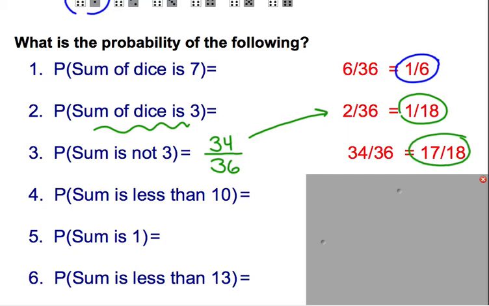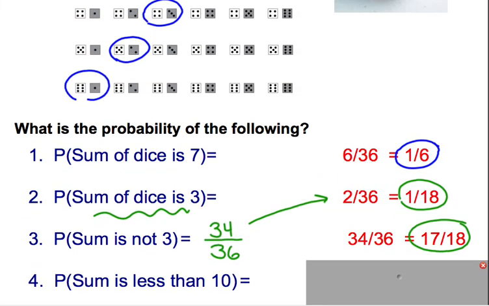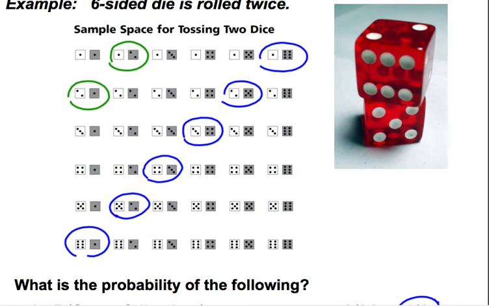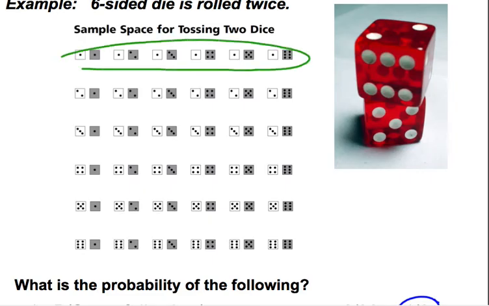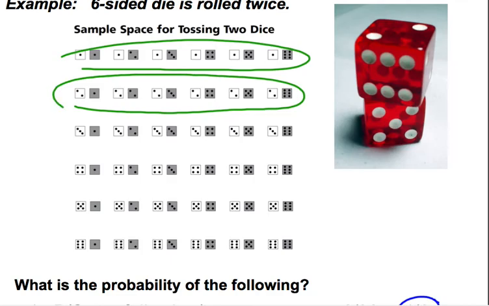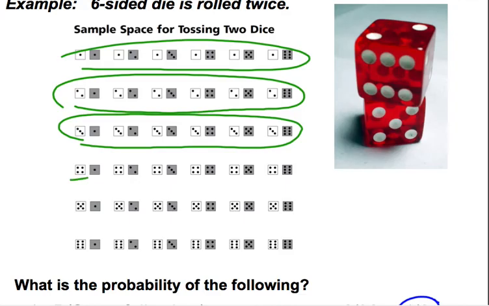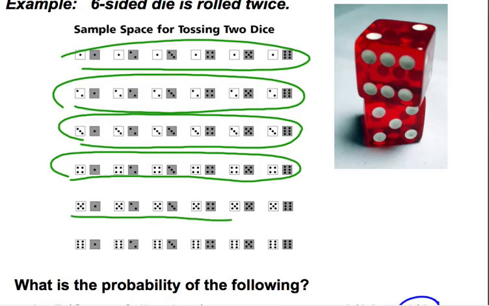Sum is less than 10. So we go up and find anything that is less than 10. We count them up. So you'll notice all of these are less than 10. All of these are less than 10. All of these are less than 10. And now when we get to the next row, this one's still good. Oh, less than 10. There.